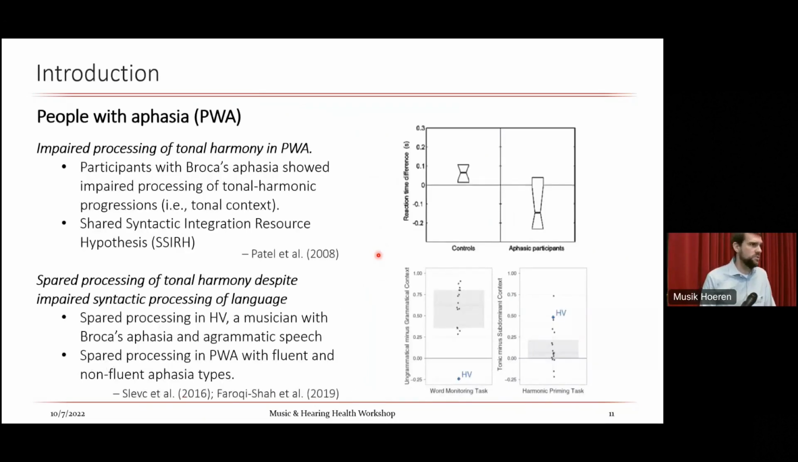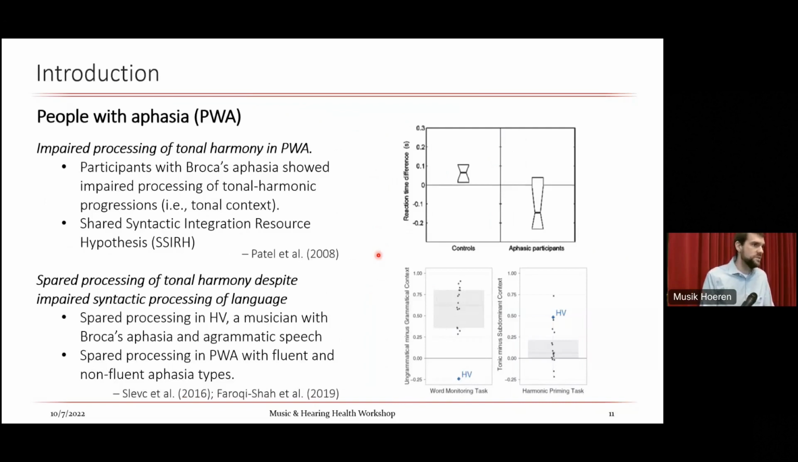Well, what about people with aphasia? What kinds of studies have looked at whether people with aphasia have impaired processing of harmony? There are just a few studies that I'm aware of. The first study was by Aniruddh Patel in 2008 and his colleagues. And they showed impaired processing of tonal harmony, which suggests, at least they argued, that the same areas of the brain responsible for processing syntax in language also process syntax in harmony, or in music.